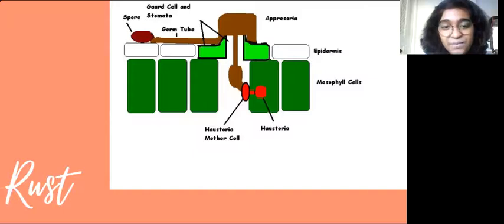The haustoria. The rust fungus then gains nutrients from the living cells. This requires specialized penetration fungi into a living plant cell called the haustoria. This develops into a haustorial mother cell.